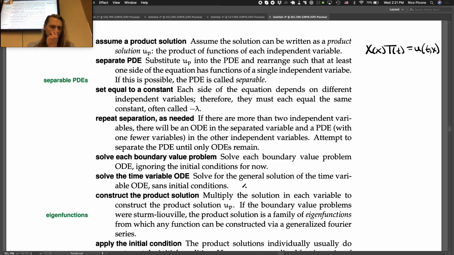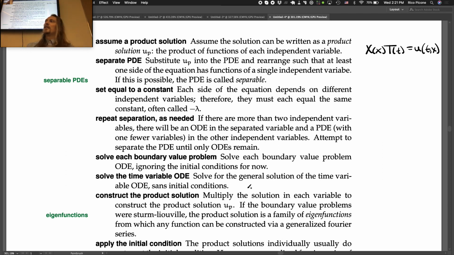Good. Once you've solved those, you can solve the time variable ODE, which you separated. You can actually do these in either order. You can do the time variable first if you wanted to. The order of those two doesn't matter. So solve for the general solution of the time variable ODE, sans initial conditions.